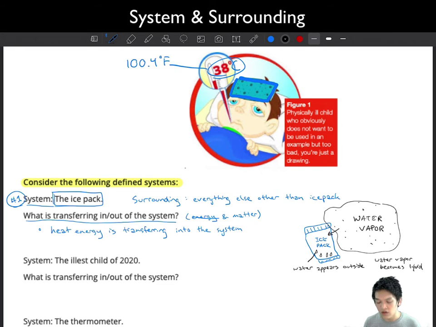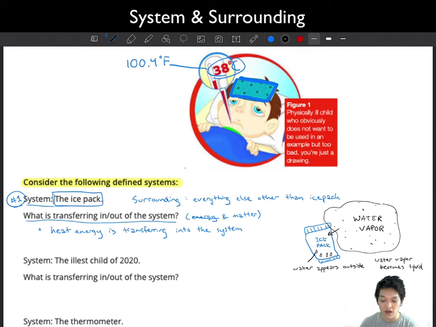Alright. When that water vapor is starting from the outside, and then it condenses or becomes a liquid and it's still on the outside, that means it never came from the inside. Okay? And that means that it couldn't have lost matter. Matter couldn't have gone from the inside of the ice pack to the outside of the ice pack.